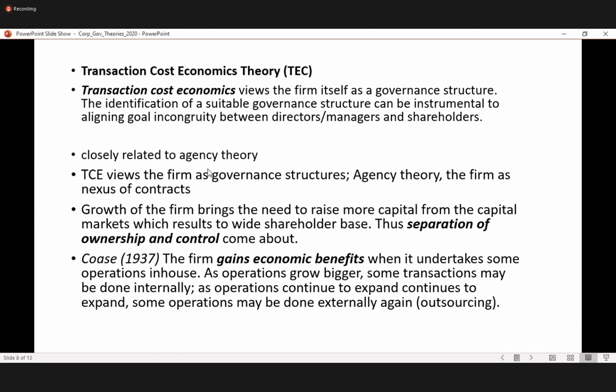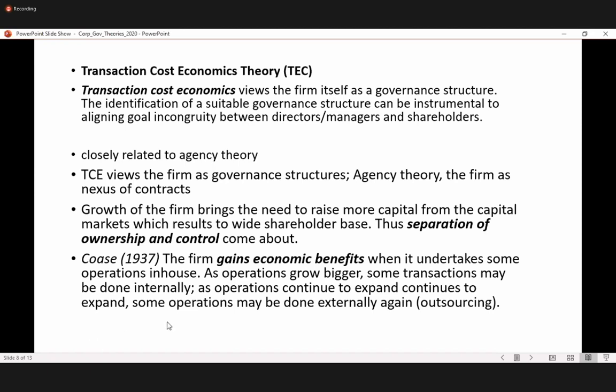So it is linked to agency theory, in that the transaction cost economic theory perceives the firm as a structure, a setup, a governance system, and agency theory, on the other hand, is a nexus of contracts, meaning that you need to keep making contracts to keep aligning the interest of the agent, whereas in the transaction cost theory, it is the governance structures that help to align the incongruity of goals.